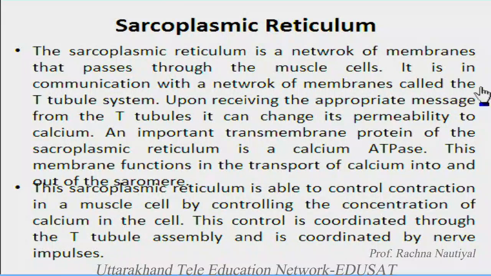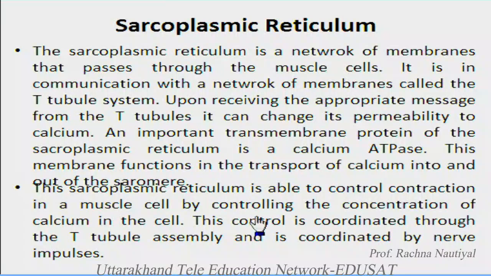The sarcoplasmic reticulum is a network of membranes that passes through the muscle cells. It is in communication with a network of membranes called the T-tubules. Upon receiving the appropriate message from the T-tubules, it can change its permeability to calcium. So the T-tubules give a message to the sarcoplasmic reticulum so that it is able to change its permeability to calcium ions.